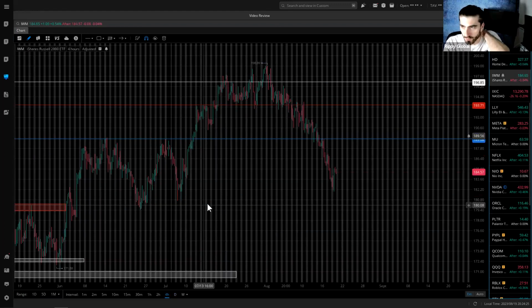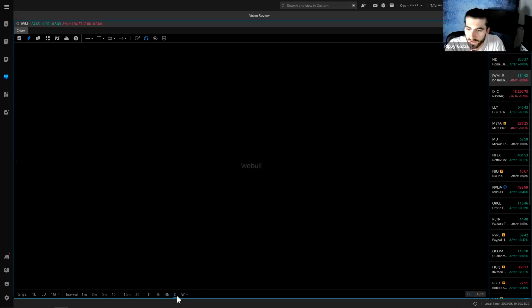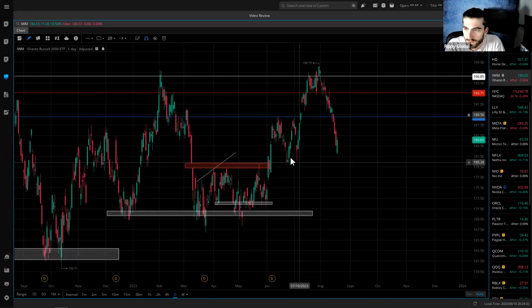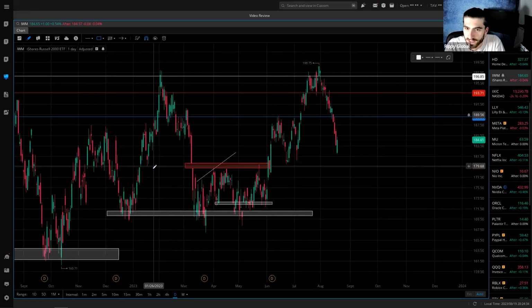So now looking at IWM, I'm going to go to the daily for you guys once again. We're at a nice little bounce zone possibly. Nice little place where a lot of wicks have formed.